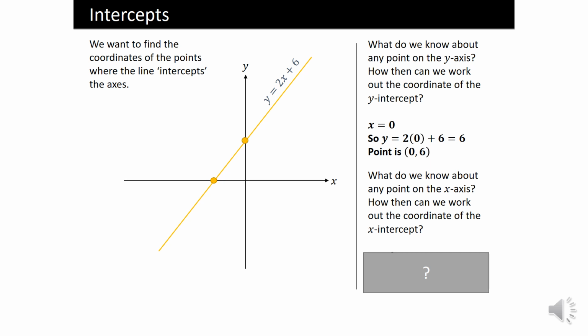Similarly, the x-axis is the line where the y values are always 0. So again, to work out the x value, we substitute in y is 0, and we can work out the coordinates of the x-intercept from that.